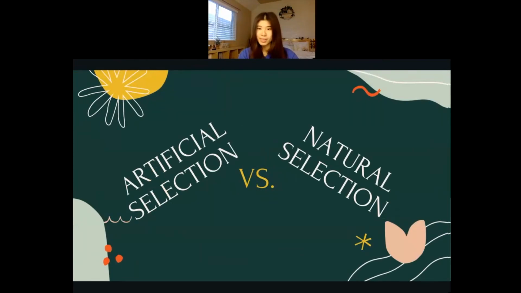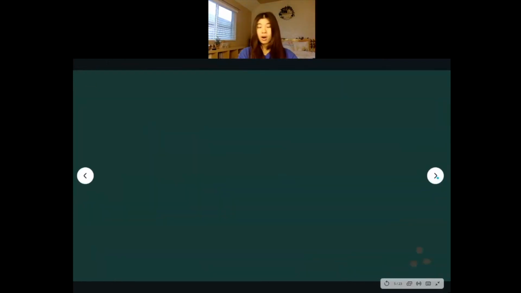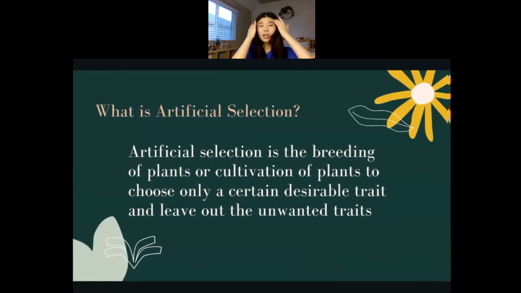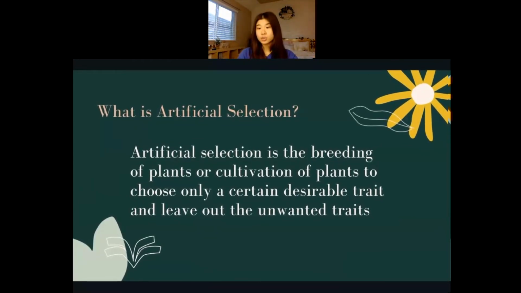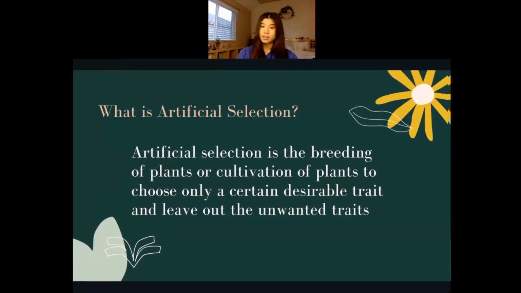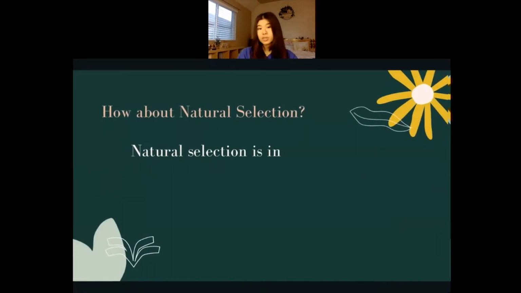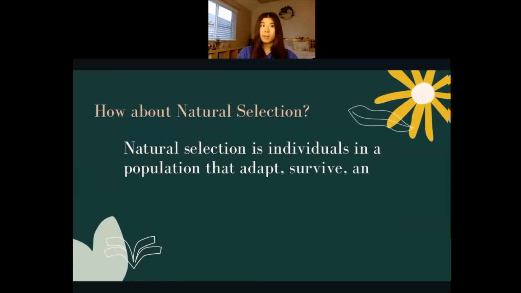So, what is the difference between natural selection and artificial selection? Of course, for artificial selection, the breeding is more controlled. Breeders can choose a certain plant to mate with another plant or an animal to mate with another animal, and to breed a desirable trait and leave out the ones that they don't want to be apparent in their offspring. Which is very different from natural selection because natural selection is more free.